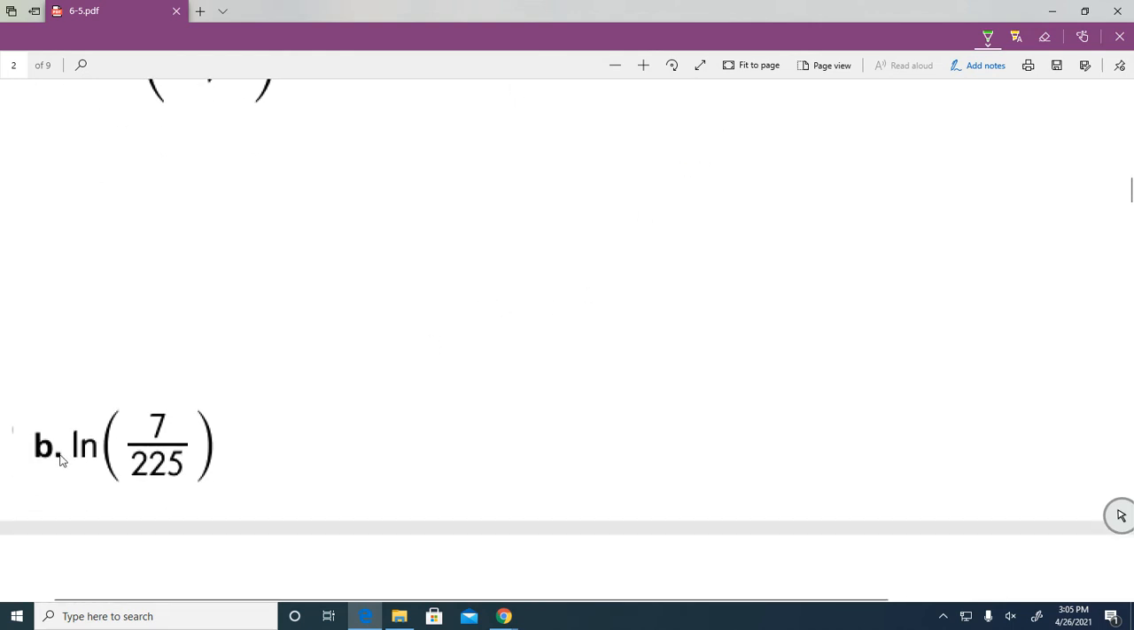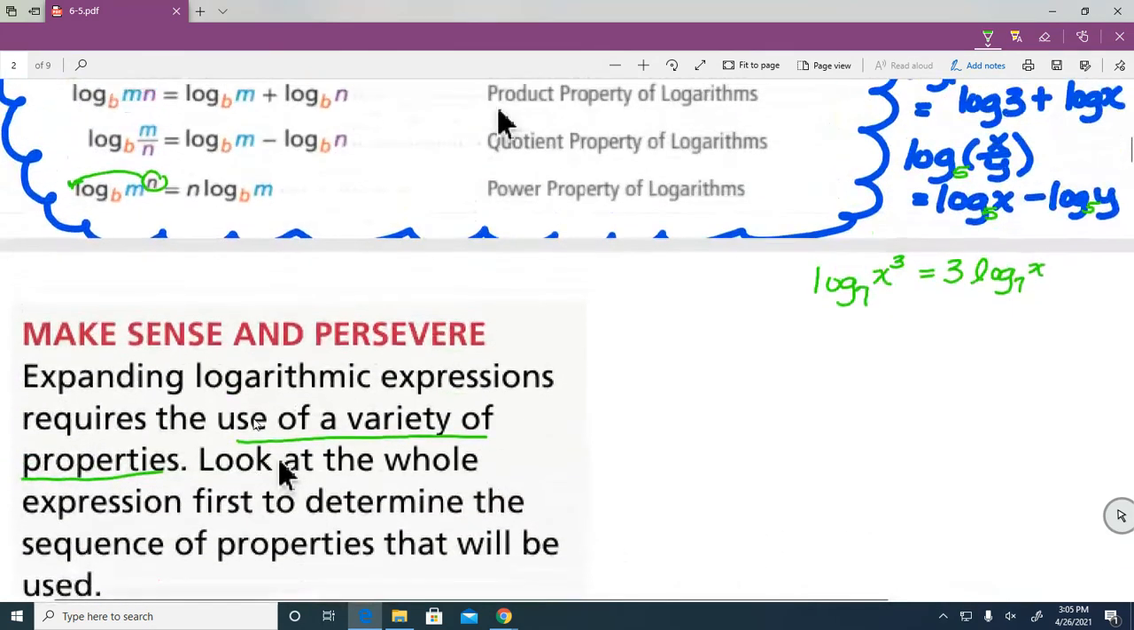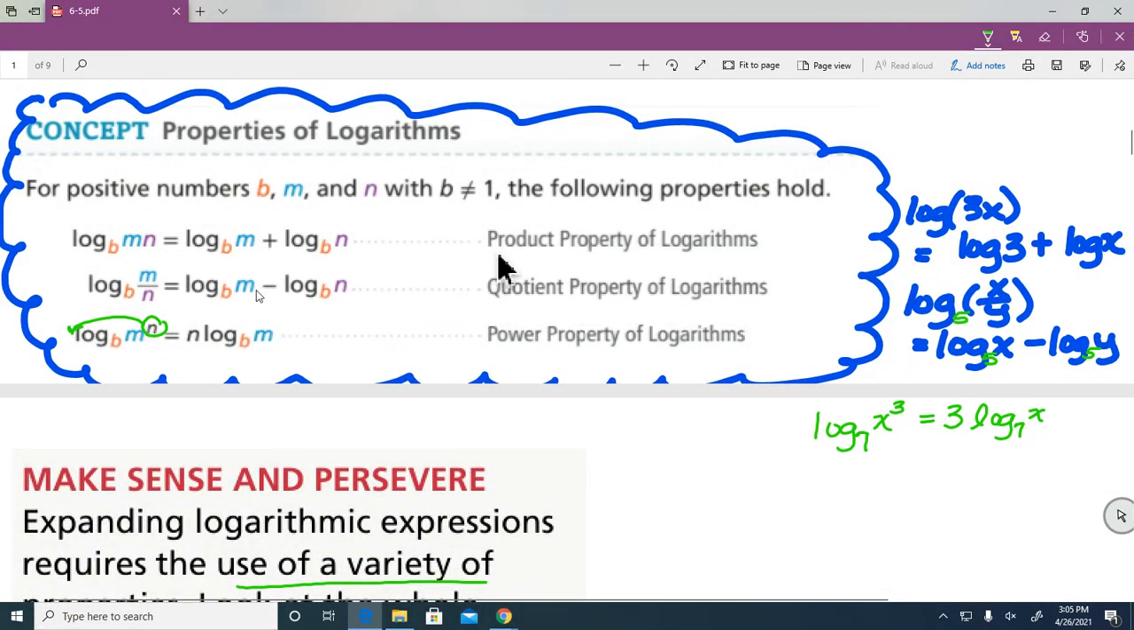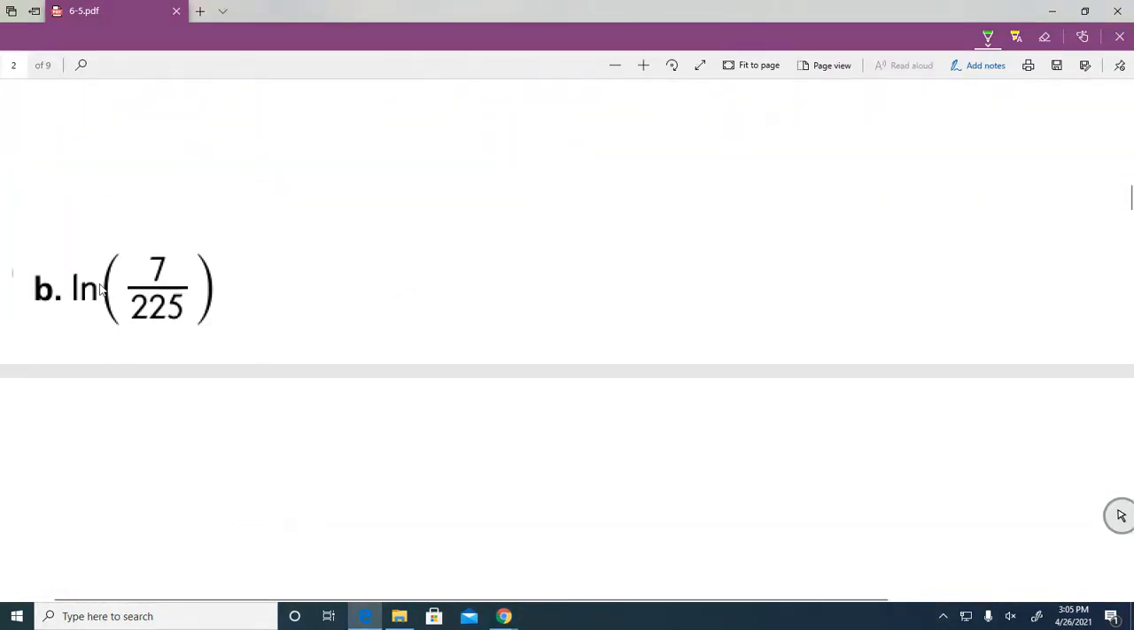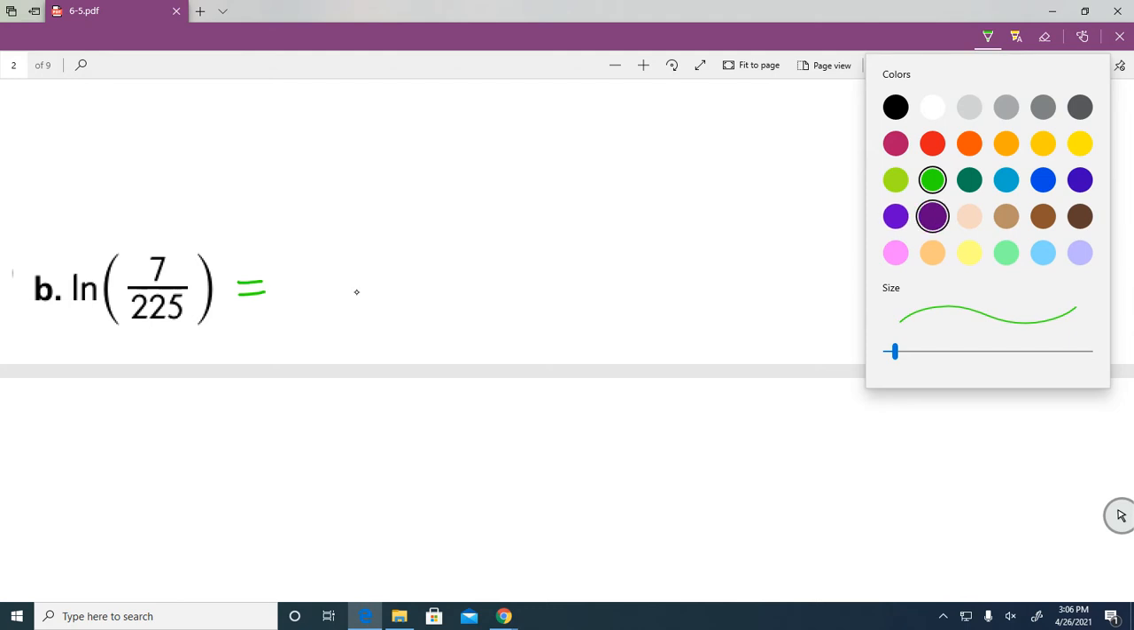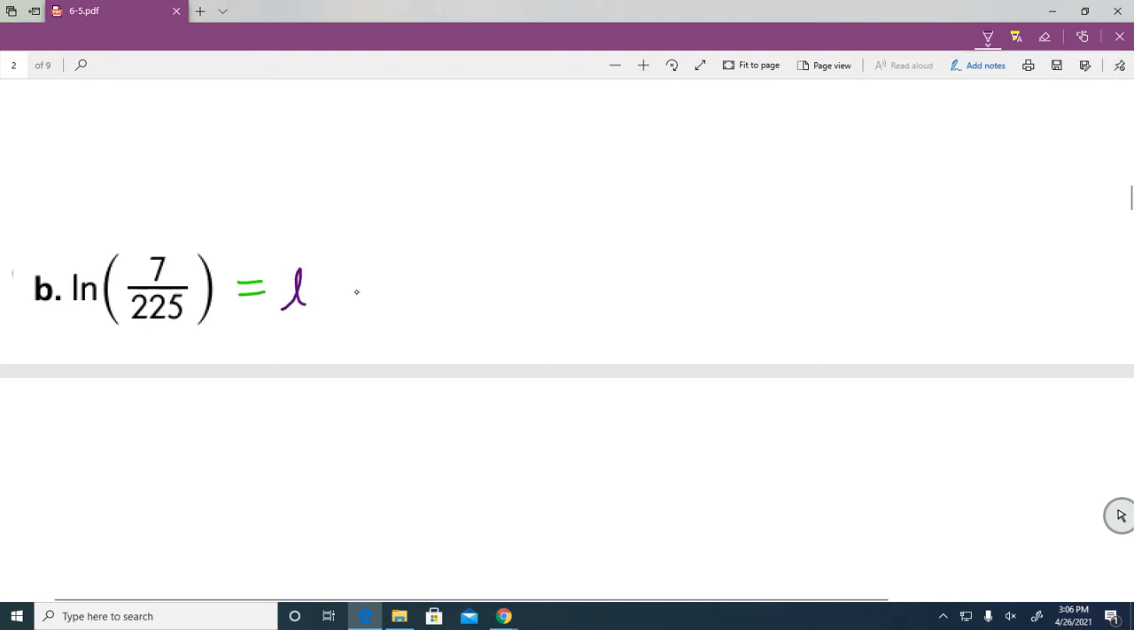Well, I notice I see natural log, and these properties not only apply to the common log, but they also apply to natural log. So I see the natural log of 7 over 225. I can use that second log property. I can say this is equal to the natural log, ln of 7, minus the natural log of 225. And I'll be done there.